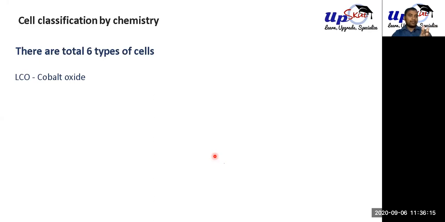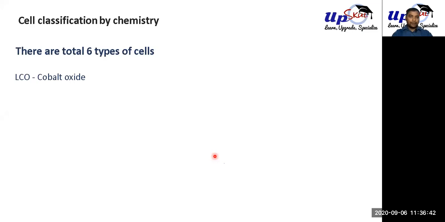So LCO is lithium cobalt oxide. It was the first popular lithium ion battery, still used in lots of mobile phones and things. Okay, I think most of the mobile phones are running on this lithium cobalt oxide. We are not going to discuss all kinds of cell chemistry. We are only going to discuss those which are relevant for automotive application.